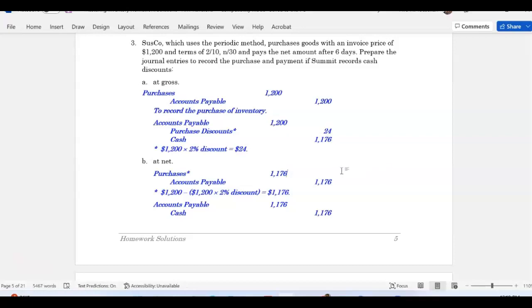How about net method? If you like net method of accounting and you like to use it this way, it's good because you record the net amount that you eventually will end up paying. So your company knows that you always pay within the discount period. So why not? Then recognize purchases for only 1176, which is 1200 minus 2%.